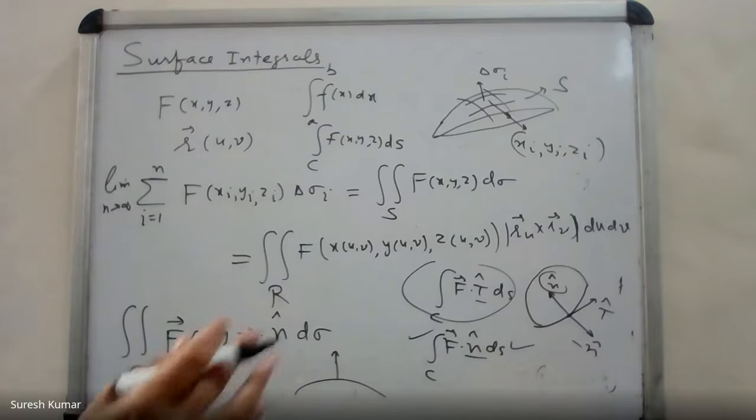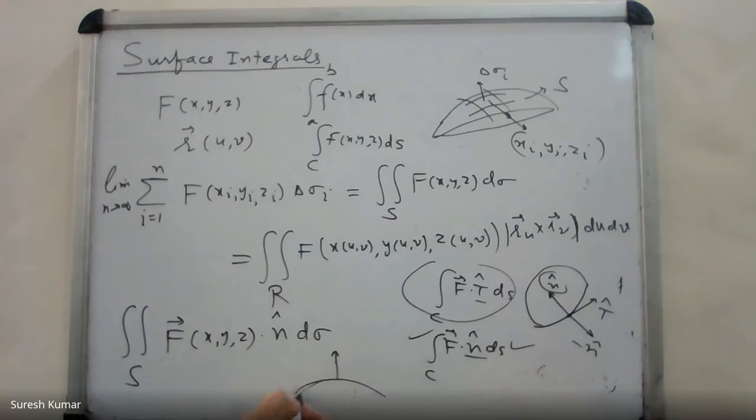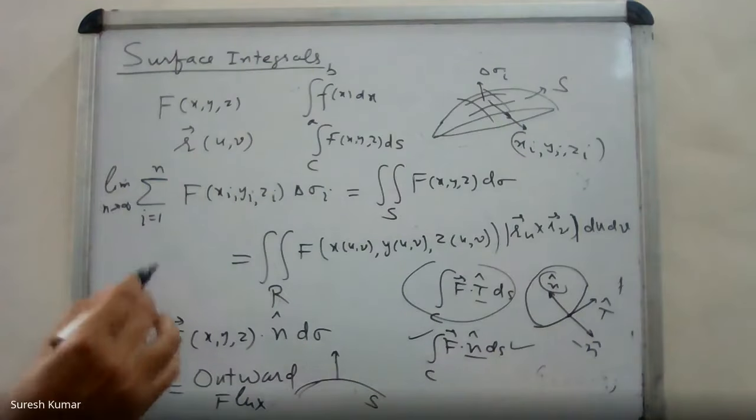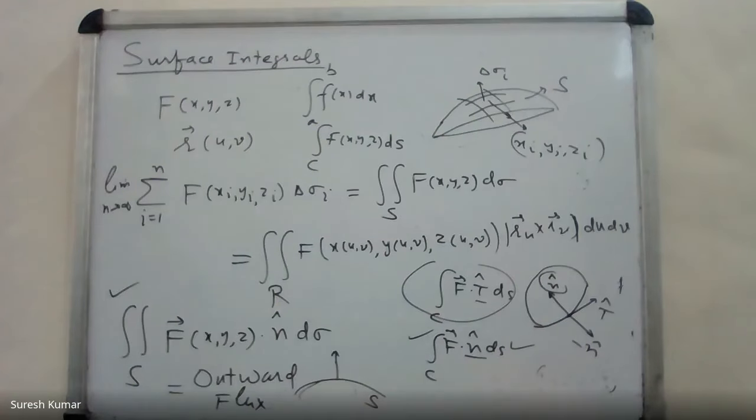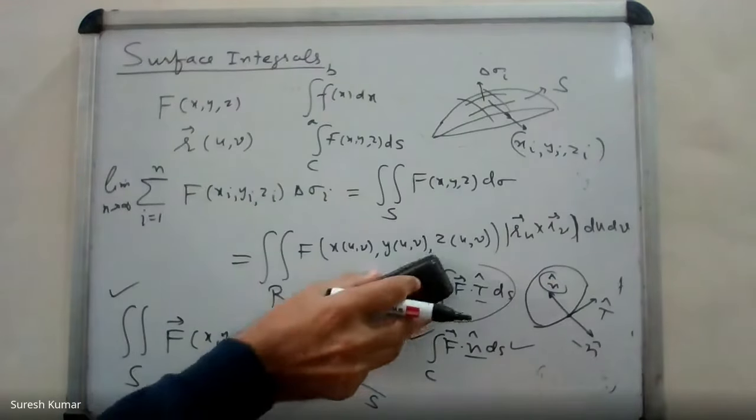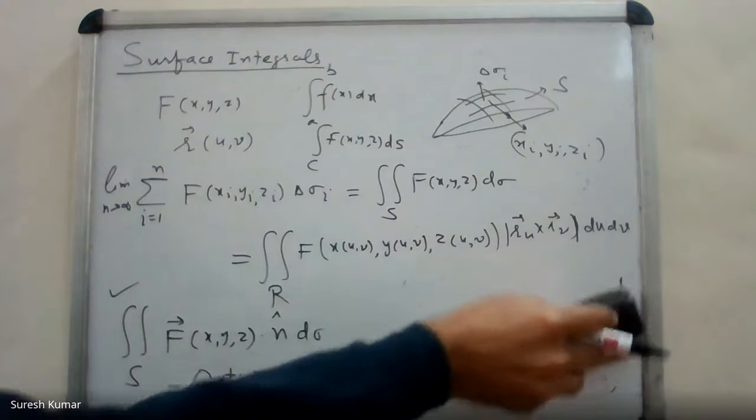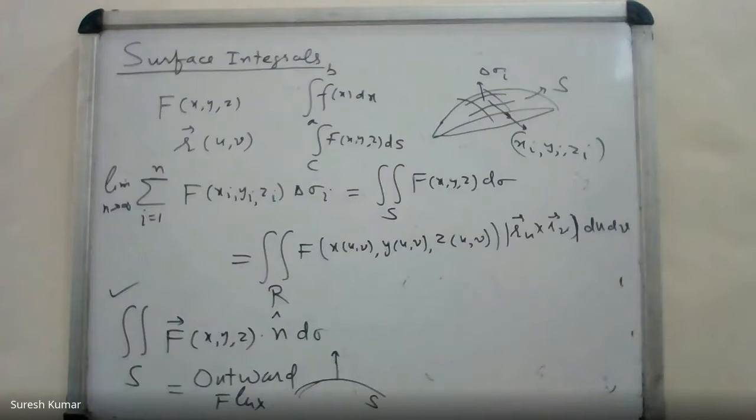Okay, so here n cap is opposite to the concave side of the surface by convention, because here also it represents outward flux across the surfaces. Note down this formula. Outward flux across the surfaces is given by this double integral, okay? And you should also note down a simplified formula for it.